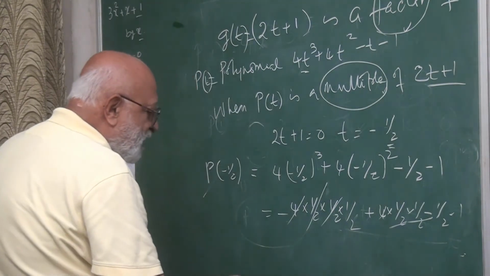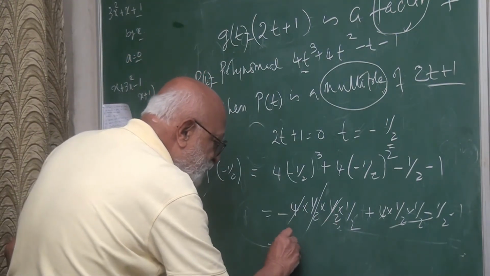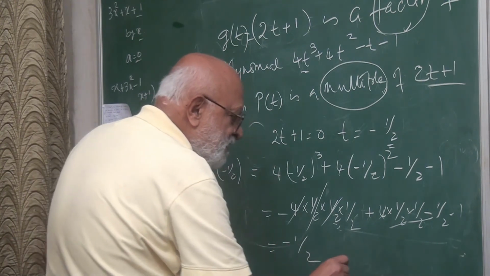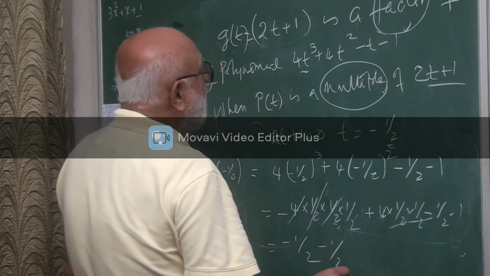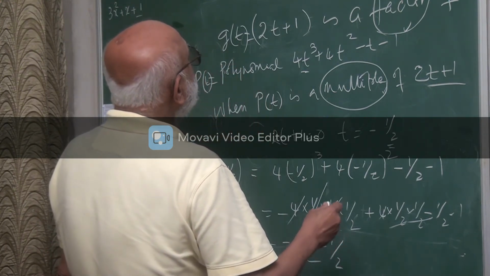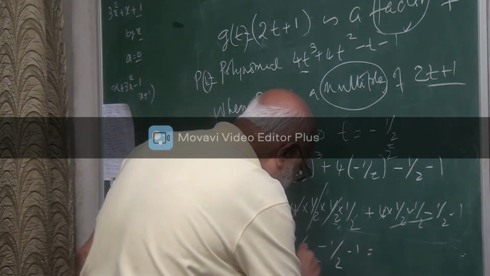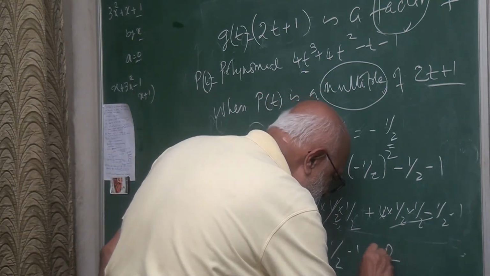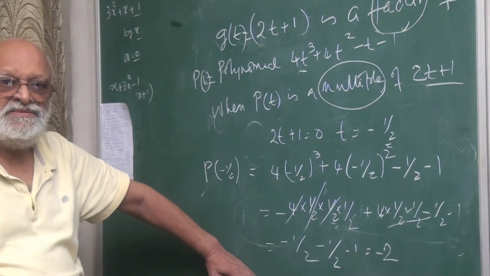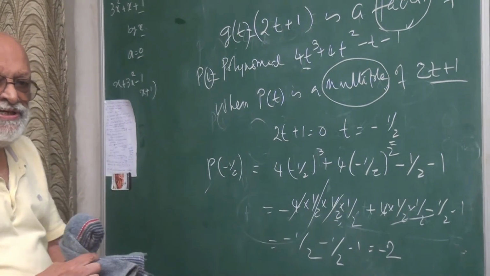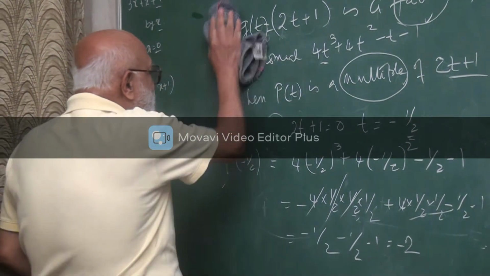Then you will find what does it become now? All this is cancelled. This will be minus half, right? And I think this is minus 1, so this should be minus 2. Right? So it's not a factor of this. Am I clear on these issues? So this is how you utilize this polynomial theorem.